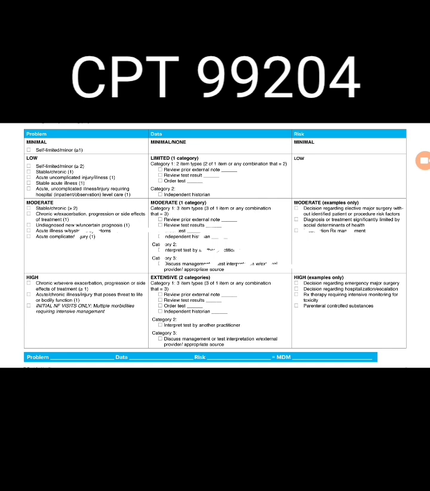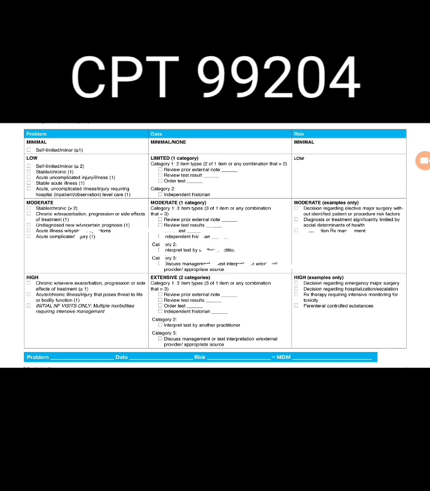Now, when we look at the data, we have to have at least a moderate amount of data to look over. So that would be multiple tests ordered, or independent historian, or a test that you have to interpret. And then lastly, the risk. We're looking at a moderate risk of complications, morbidity, or treatment decisions. So with that might be providing the patient with a prescription.